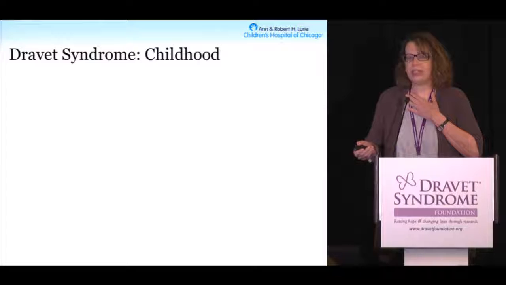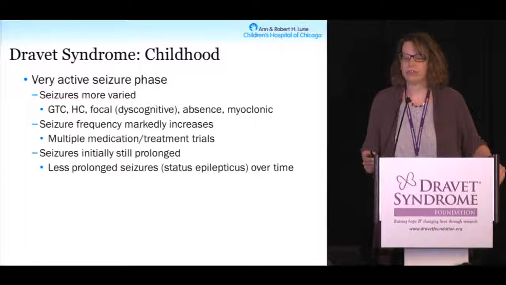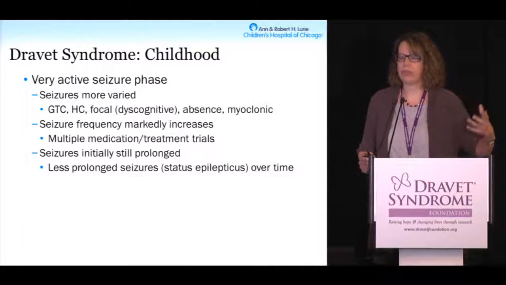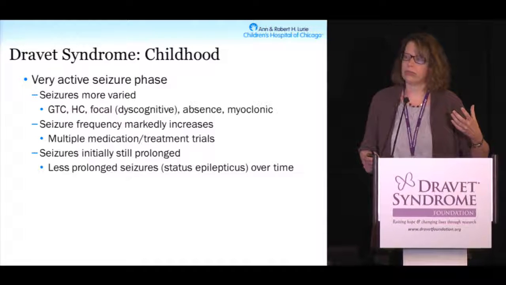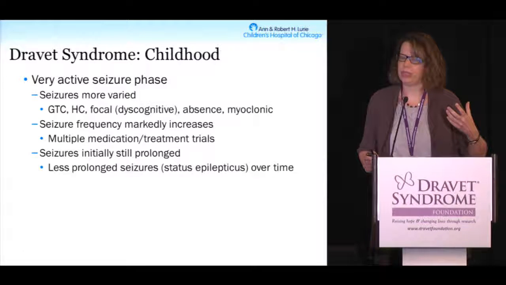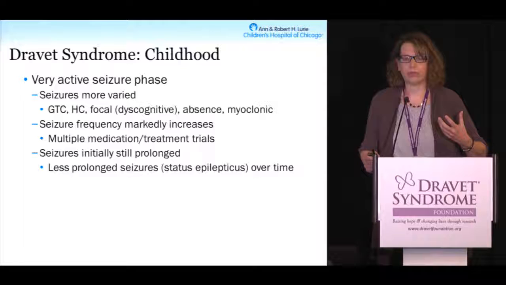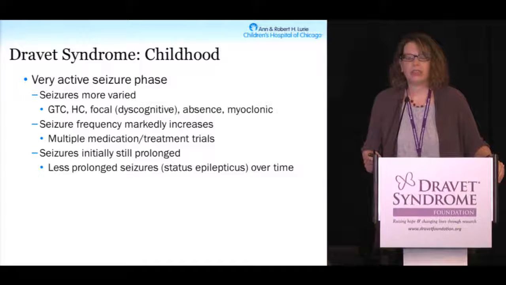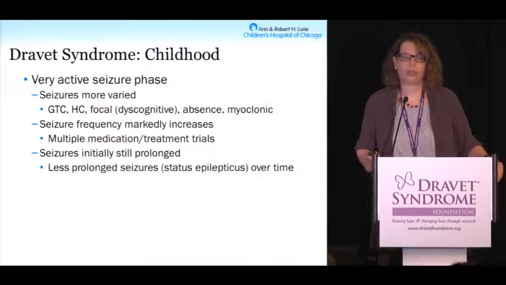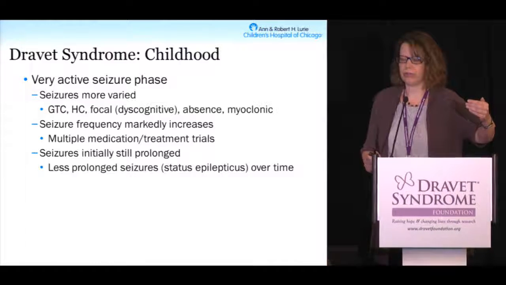However, as we progress into childhood, after that first year of life, they begin having a very active seizure phase. This is where the seizures get much more varied, with still the generalized convulsions and the hemiconvulsions. They start getting focal dyscognitive seizures, or just that staring, looking off to the side a bit, that can last for minutes or much longer. Absence seizures, the brief staring spells, with or without myoclonic seizures, or quick muscle jerks. The seizures themselves start getting much more frequent. This is typically where you start going through your many different medication trials.